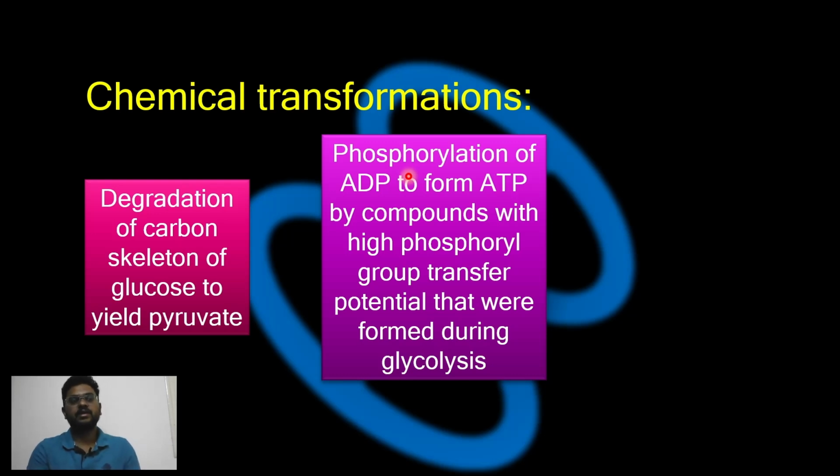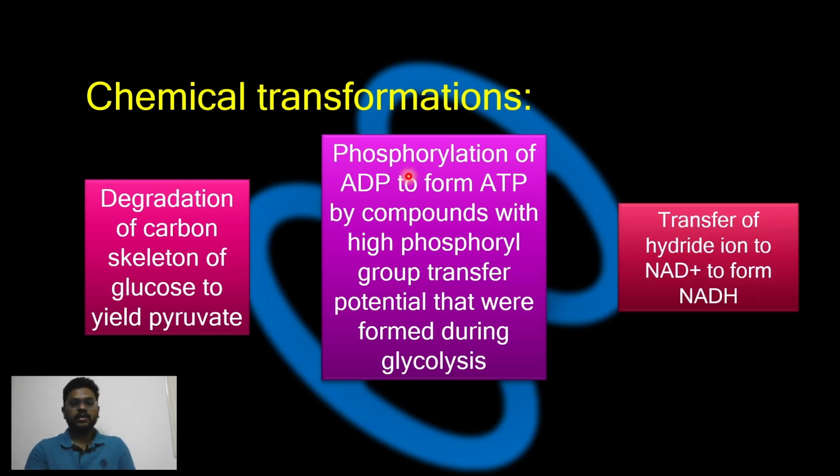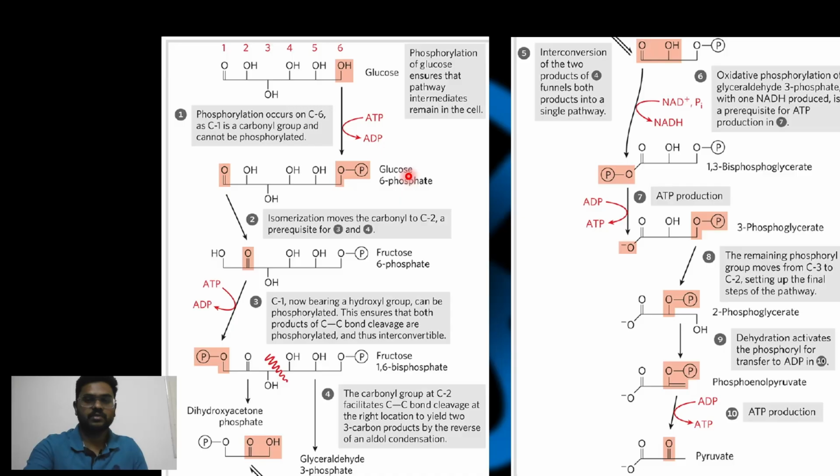So we created compounds while splitting our 6 carbon molecule to 3 carbon molecules, compounds with high phosphoryl group transfer potential, and used those compounds to phosphorylate ADP. Then in the process, we were also able to transfer hydride ions to NAD plus to form NADH. So these are the three major and more important chemical transformations of glycolysis.